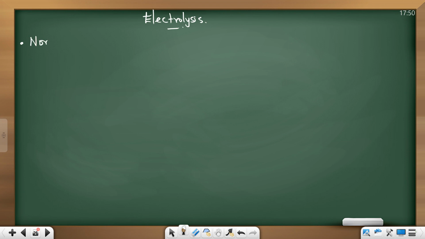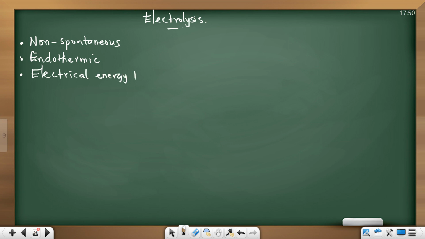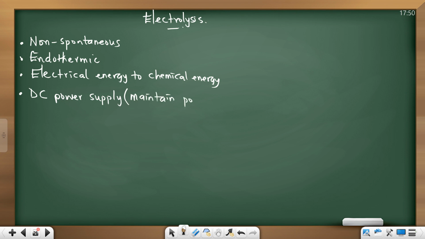One, it is a non-spontaneous cell. Is that fine? Two, endothermic. Yes. Number 3, electrolysis. What are we dealing with? Conversion of electrical energy to chemical energy. Very fast, guys. And we use a DC power supply. Why are we using a DC power supply? To maintain the polarity of the electrodes. Direct current. Is that okay? What are the things I should be able to define?